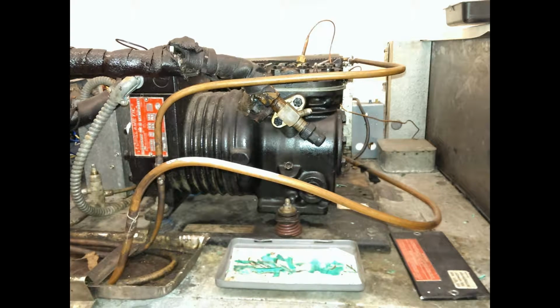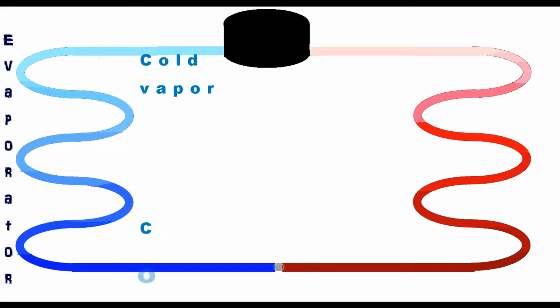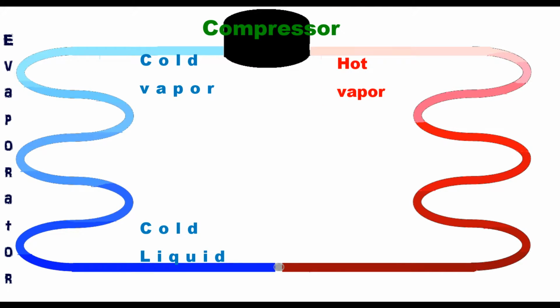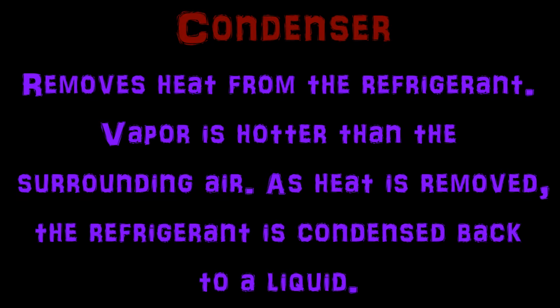Once again, compressors come in all different shapes and sizes. Here's a couple of different ones. We have a cool vapor coming from the evaporator going into the compressor. As it comes out, it'll be a hot vapor. Condensers remove heat from the refrigerant. Vapor is hotter than the surrounding air. As the heat is removed, the refrigerant is condensed back into a liquid.